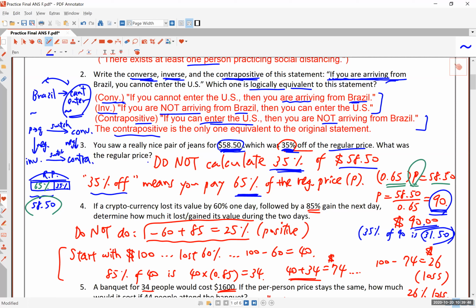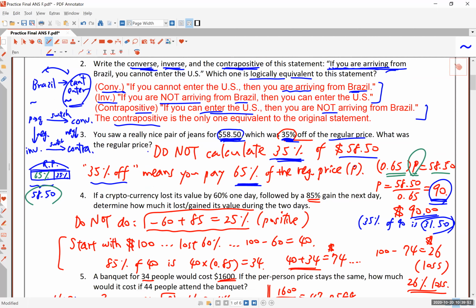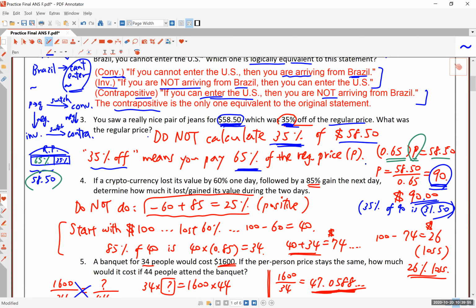Remember, that's the tricky part of the percentages. It's called a changing basis or changing reference number. You have to know, anytime you use a percentage, what the reference number is. And in this case, the reference number was the original price, not the discounted price.